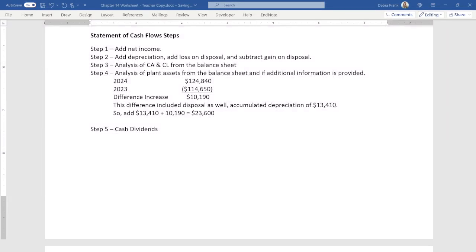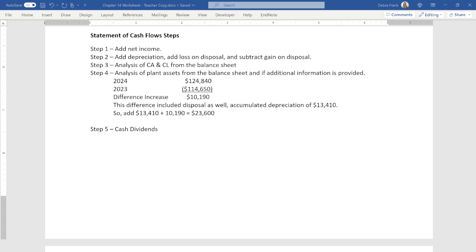Okay, this is the last part for our statement of cash flows. This is our financing activity section, the last category listed on the statement of cash flows. Financing activities include cash inflows and outflows involved in long-term liabilities and equity. It also includes issuance of stock, paying dividends, and buying and selling treasury stock.